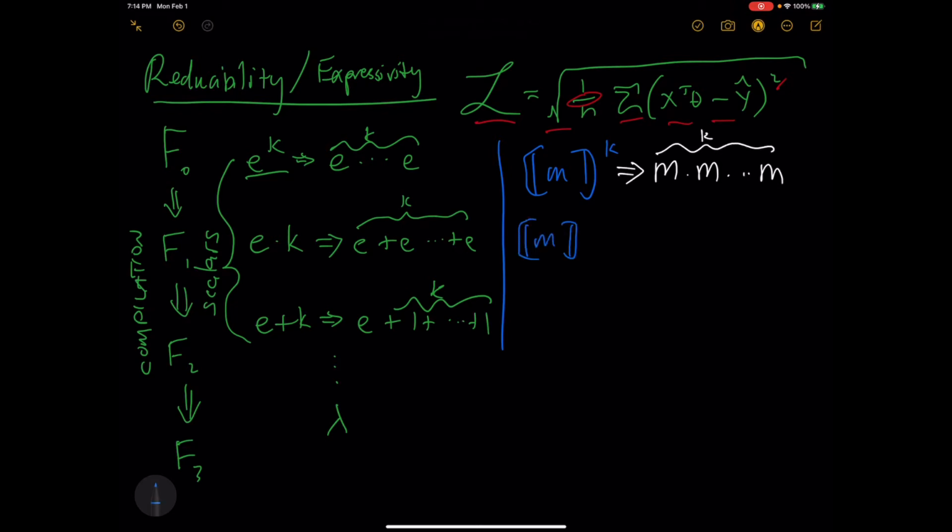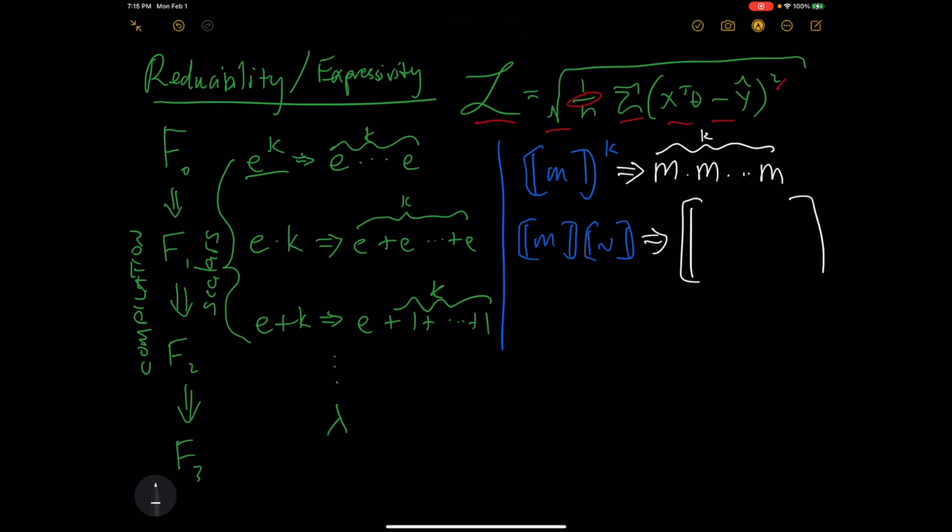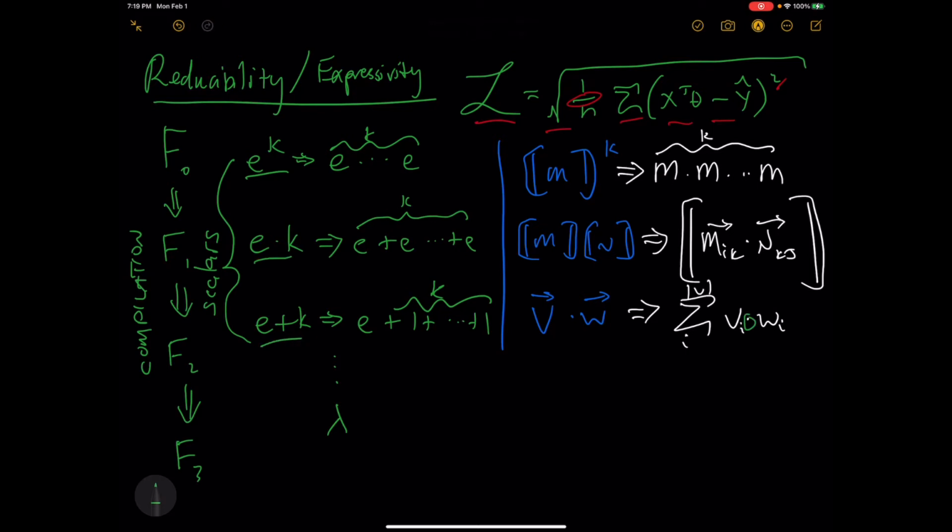If we have two matrices, M and N, well, this is just a matrix whose elements are just the product of vectors. And what's a vector product? Well, this is just the sum of the individual elements. And we already know how to lower this operator onto multiplication and addition.